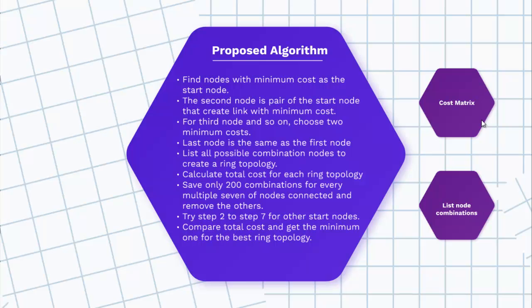List all possible combination nodes to create a ring topology. Then calculate total cost for each ring topology. To make this algorithm still run for number of nodes 50 and bigger, the ring combination must be limited to only 200 combinations for every multiple of 7 nodes connected, and remove the others. And then try step 2 to step 7 for other start nodes. Then compare the total cost and get the minimum one for the best ring topology.